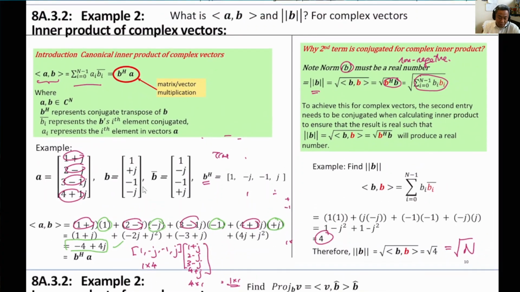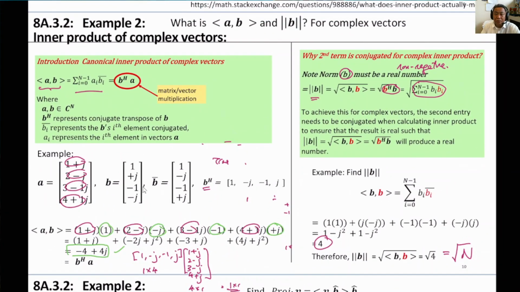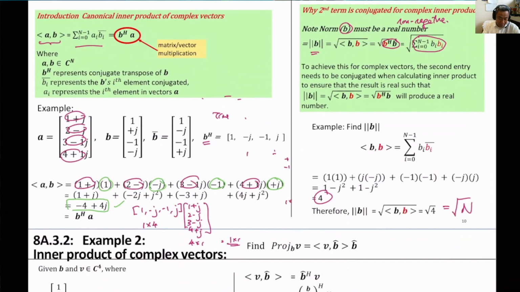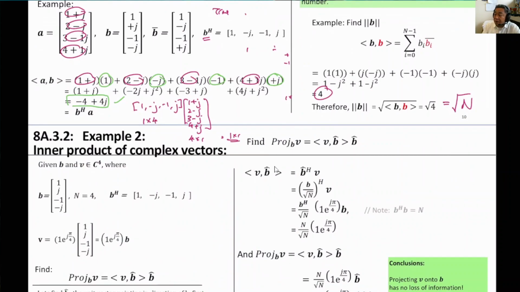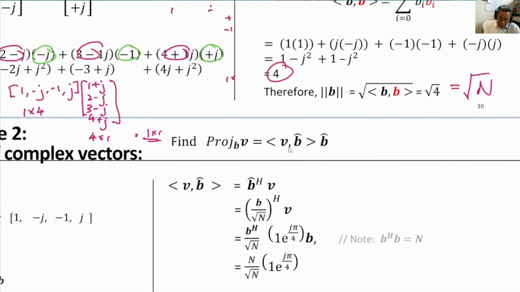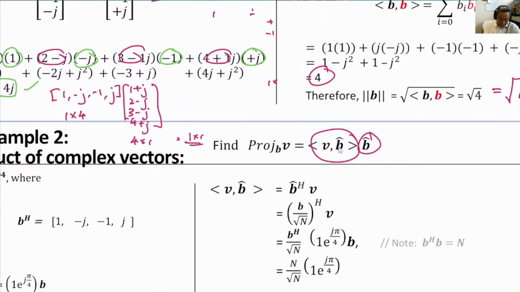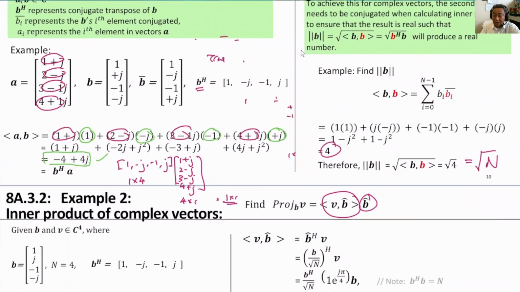Okay, so with that, we're going to continue to discuss the projection of V onto B, and you'll realize that we need to introduce this operation, V inner product with B hat and B hat. Alright, so with that, I'll see you in the next lecture.